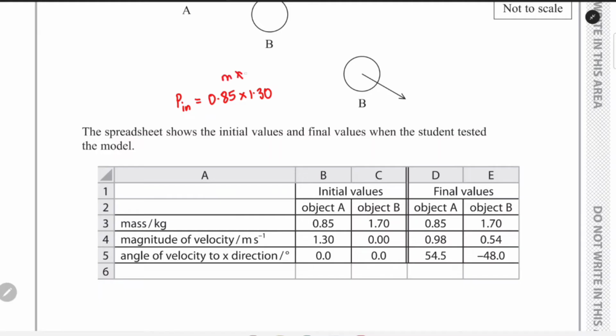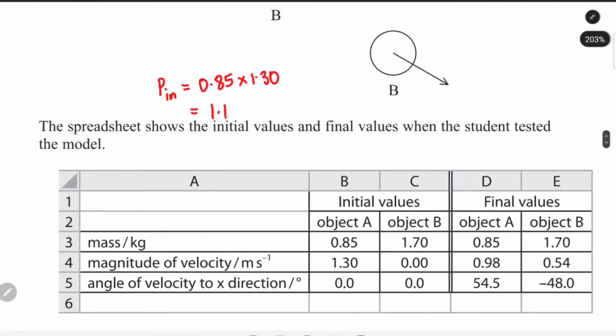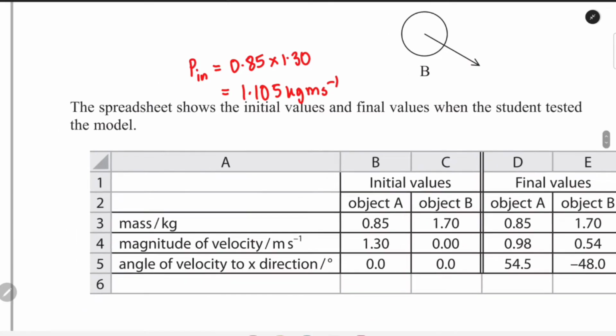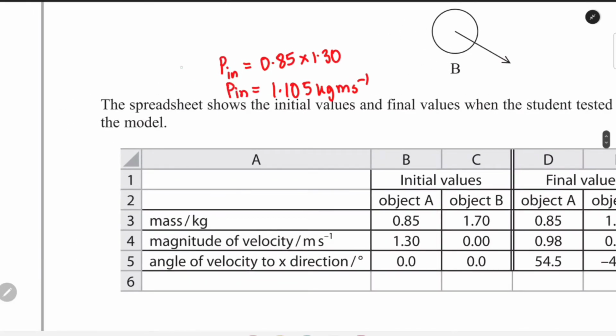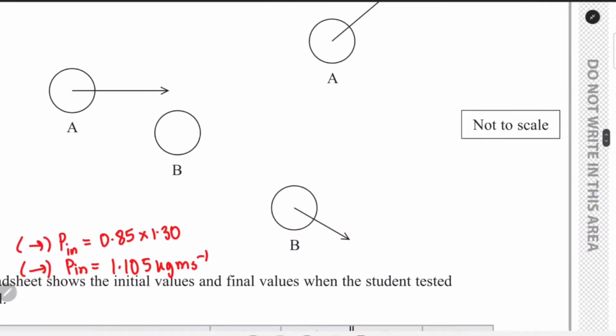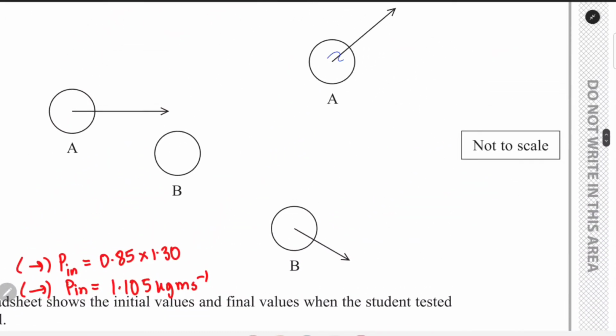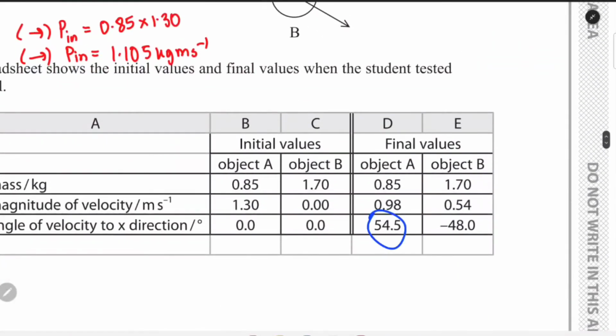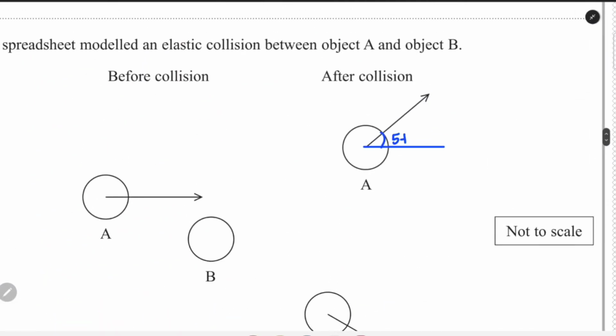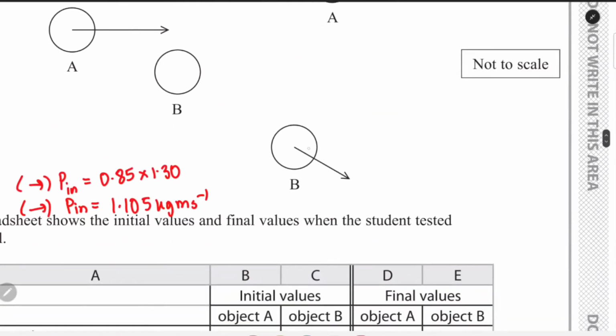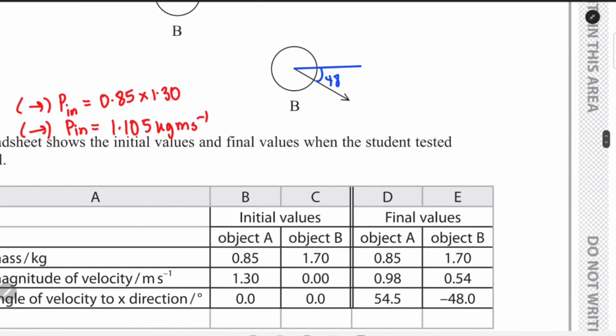So mass times velocity. This is 1.105 kg meter per second. This is the initial momentum and it's all to the right. It's entirely to the right. And if I work with the final momentum, I need to work out this angle. This angle is 54.5 degrees. And if I want to work out this angle over here, it's 48.0 degrees.